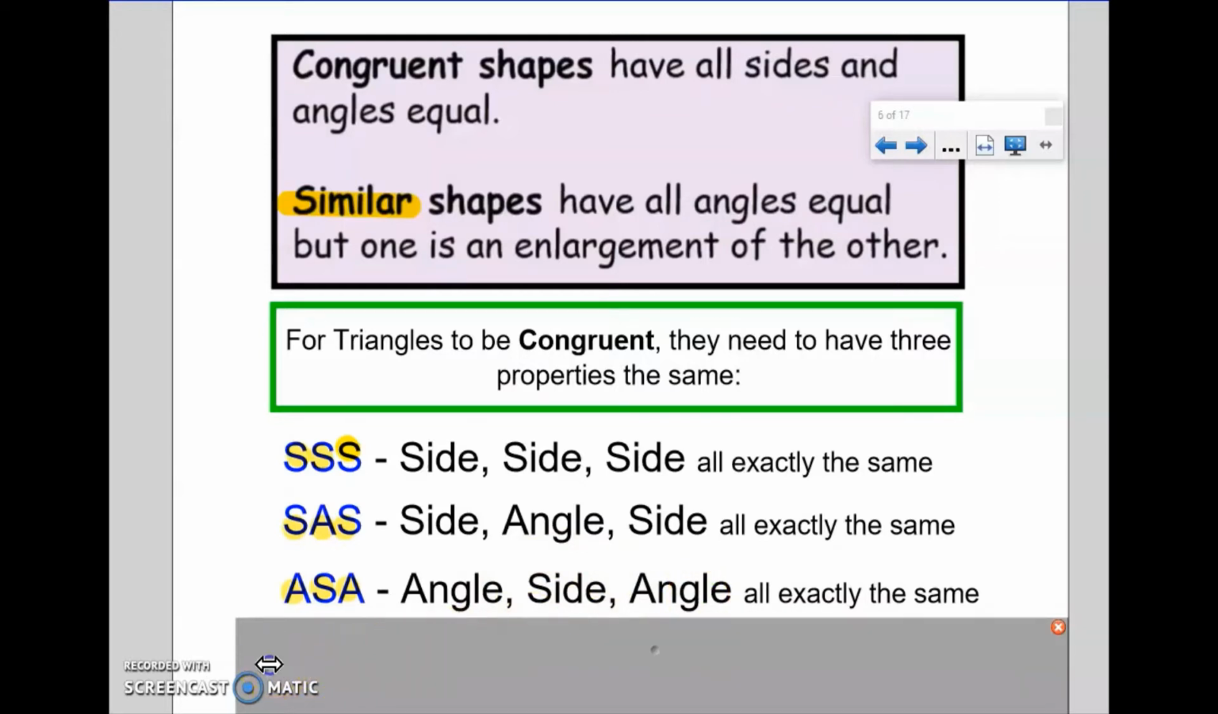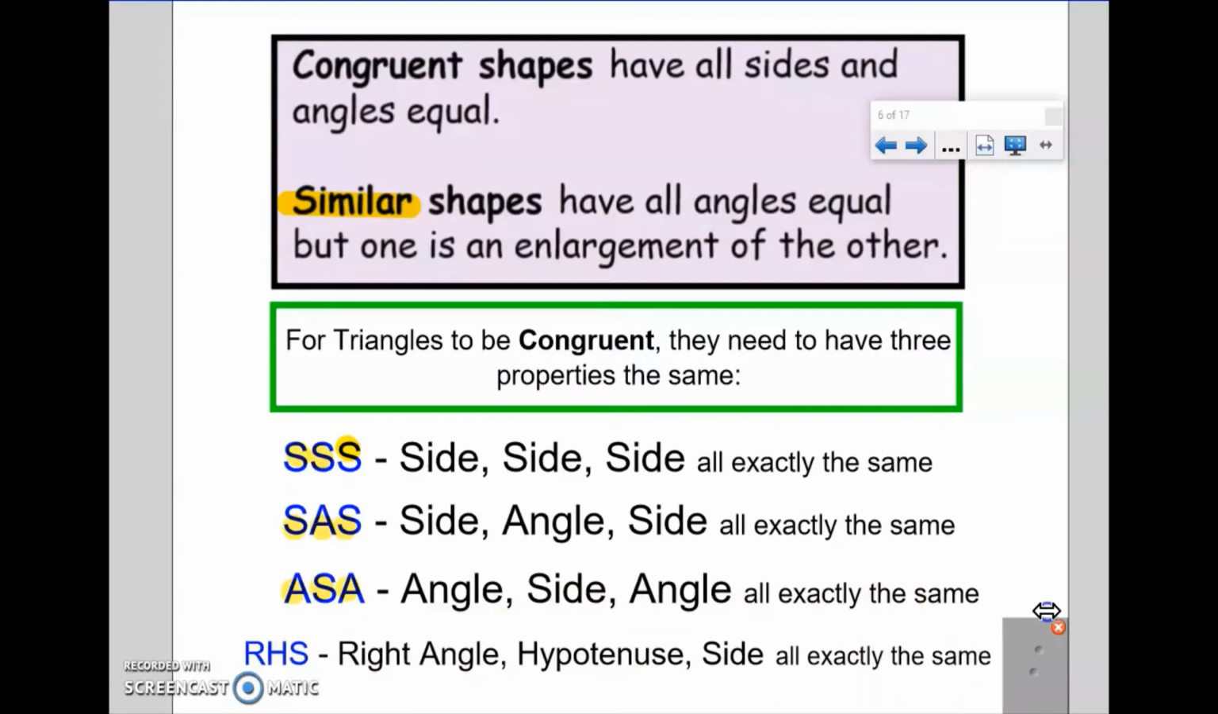Our fourth proof is slightly different, and it is RHS, and that stands for right angle, hypotenuse, and side. So if we have two right angle triangles where the right angle is in the same place and the hypotenuse and the side are in the same place, we can again confidently state that the two triangles would be congruent.